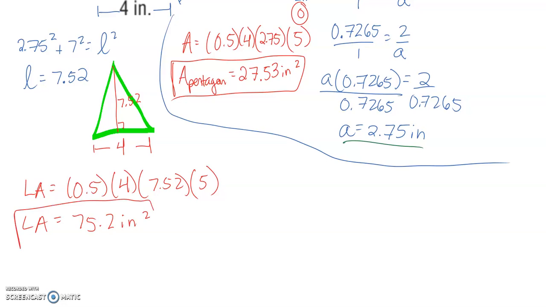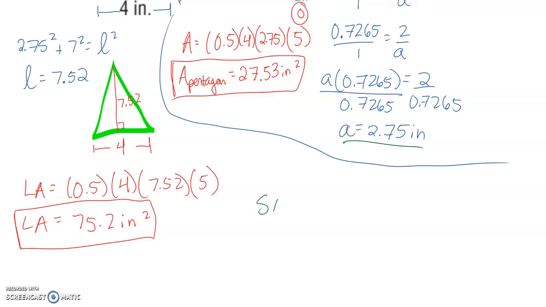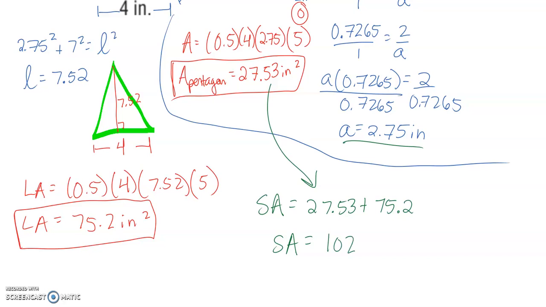And then my last step, as always, is to add the base area and the lateral area to get the surface area. So I'm going to take the area of the pentagon, which we said was approximately 27.53, and add in 75.2. So my final surface area when I add those together is about 102.73 inches squared for my final surface area.